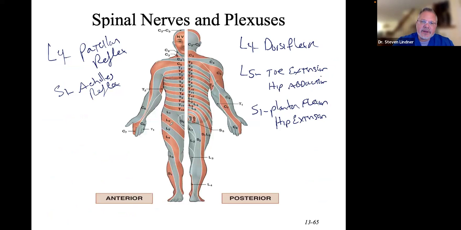So now if we go down here to the lower back, we see L1, L2, and L3. That goes to the front of the thigh, right? L3 goes to the inner knee. L4 goes down to the floor. L5 goes to the top of the foot and top of the toes. And then S1 is the mirror image to what L4 is, right? So L4 is the inner leg. S1 is the outer leg.